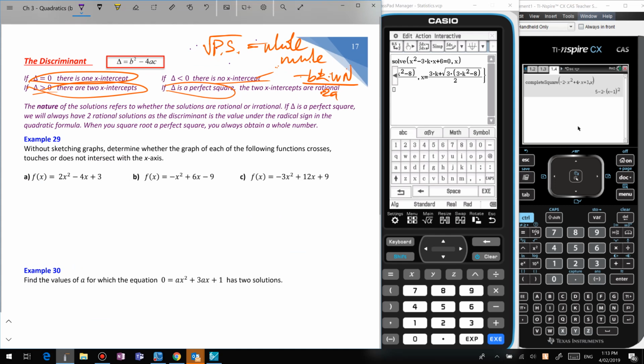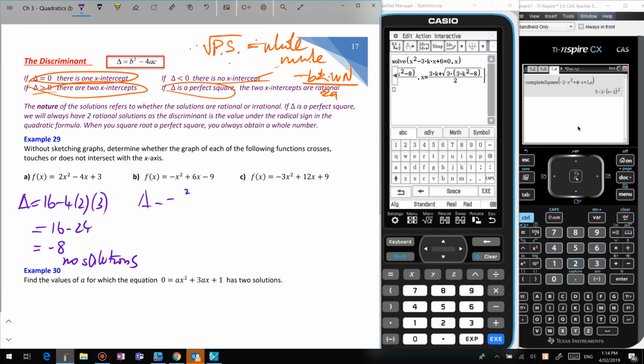So here, b squared, 16, minus 4 times a, which is 2, times c, which is 3. 16 minus 24, 4 3s is 24, negative 8. Because it's less than 0, we get no solutions. So if we graph this, you would see that it doesn't go through the x-axis, because the solution is an x-axis intercept.